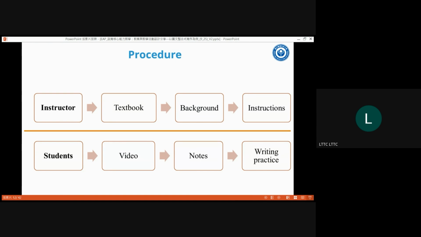In this module, we use a textbook, so students can learn a lot of information from the textbook and also get some background information. Then I give them some writing instructions. Within two hours, we do a lot of things. Students also watch a video and take notes, so it's more like integrating the four skills. They have to listen to the video and take notes, because I only play the video once. Then I give them writing instructions, and they have to write some feedback.